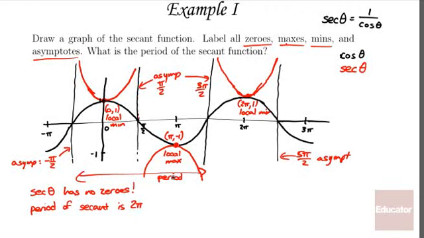So that's what the graph of the secant function looks like. It kind of has these u's and then these upside down u's, really dependent on the cosine function, because the secant is just 1 over cosine theta.